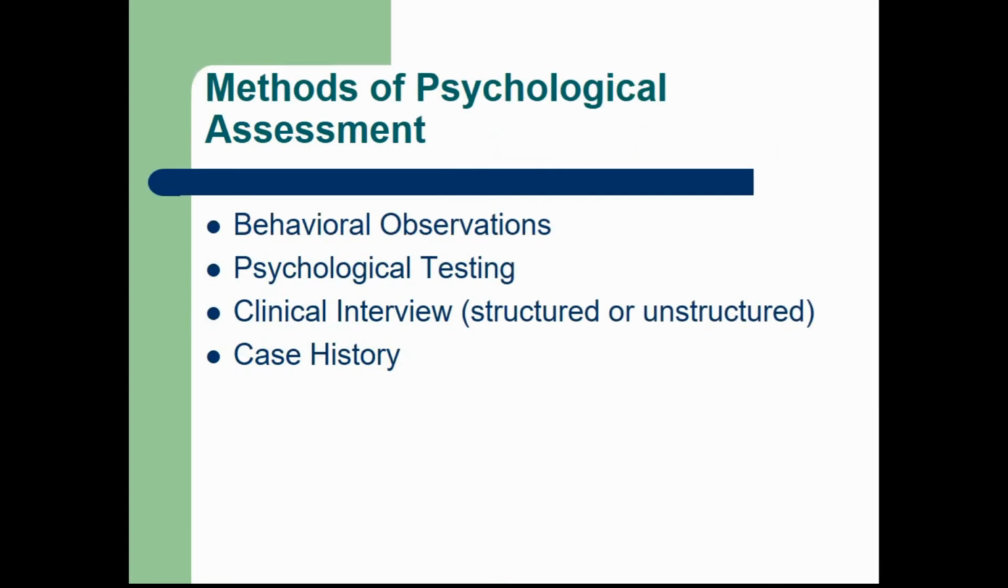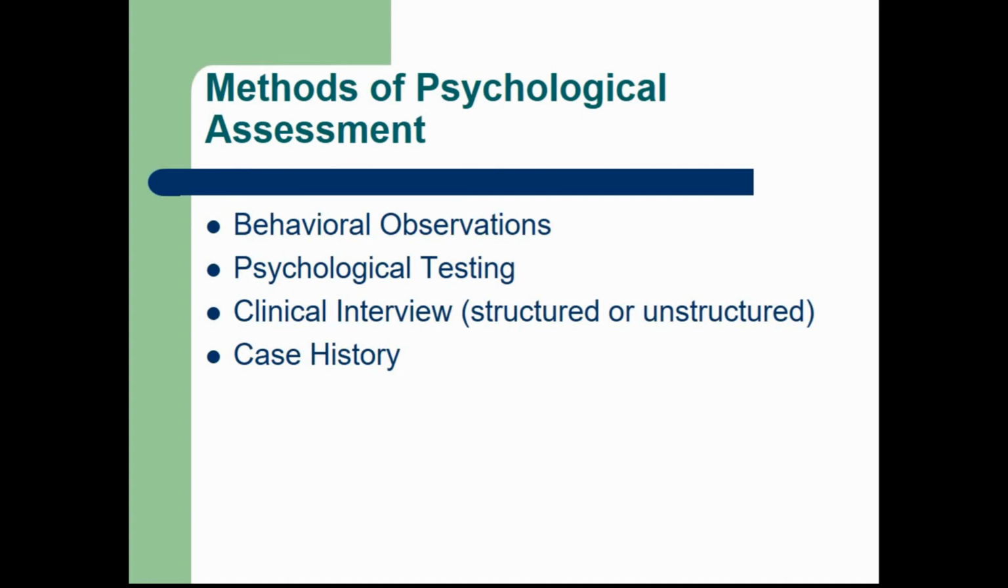So there are four different methods of psychological assessment. One would be behavioral observation. Sometimes if we work with someone and we get to observe their behavior as it's happening, that helps us to assess the client. That helps us to understand what's happening with them. Another method is psychological testing, and you have a class on psychological assessment that covers a lot of information about psychological testing, so I'm not going to cover it in this course. If you haven't had that class yet, you will have it at some point.